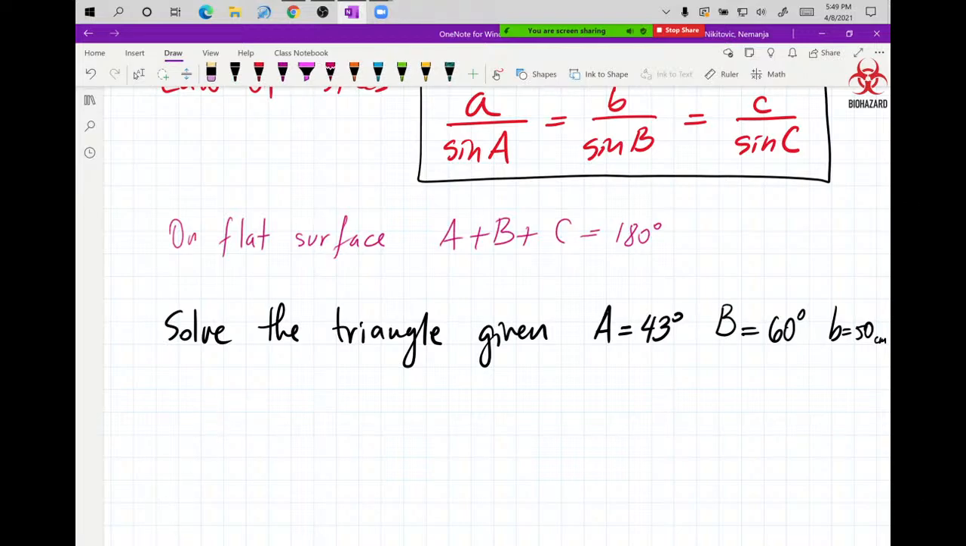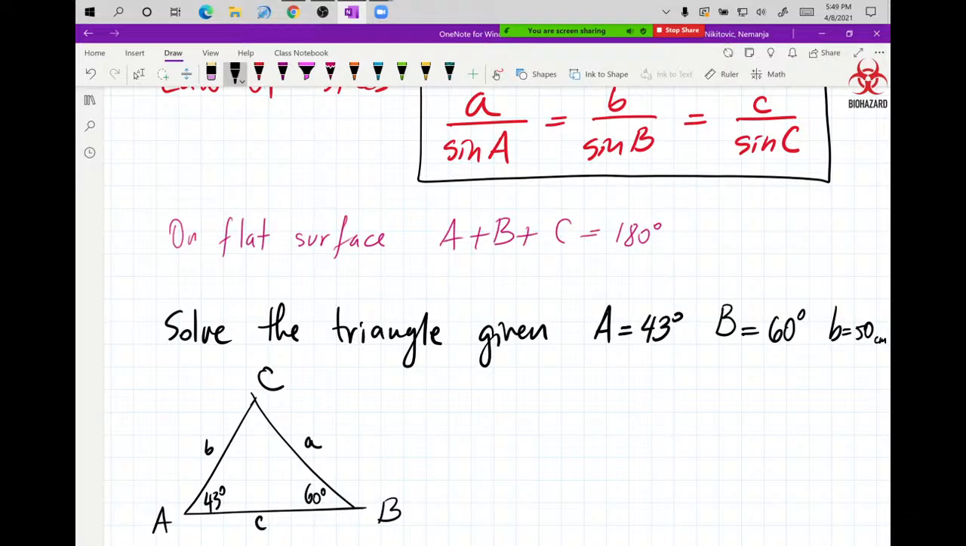Now we see that these two angles add to 103, right? So it's going to be one of these triangles without obtuse angles. And you can put your ABC anywhere you want, but then the sides have to be carefully placed so they're opposite of the angle. The A is 43 degrees, nice. B is 60 degrees, okay. And the length of side b is 50. So b is 50.